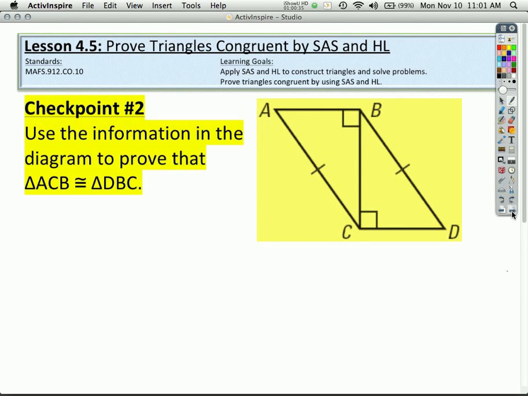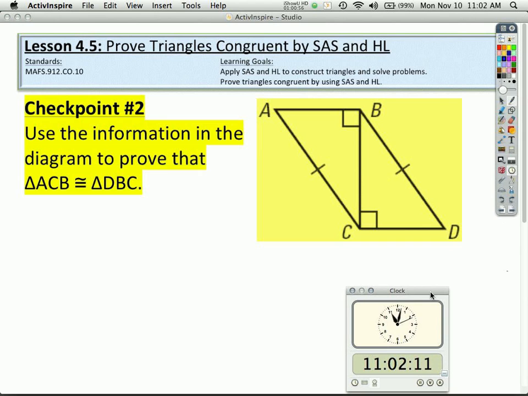So I am looking for a formal proof, but the given statements are not really written out. They're just there for you in the diagram. I would highly recommend drawing the diagram and maybe even drawing it in a different way to help yourself. And you got 5 minutes on the clock.